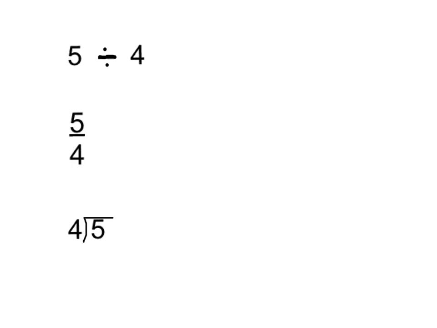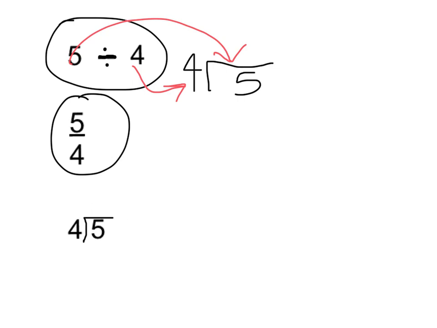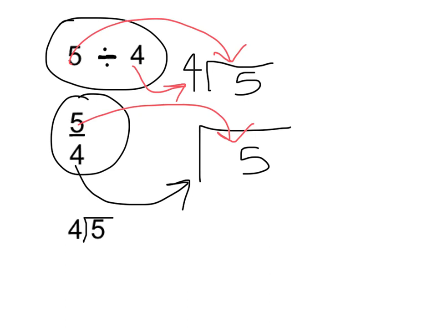These are the three common ways you will see a division problem given to you to complete. When you see a problem like this, where 5 divided by 4, the first number goes on the inside, and the second number goes on the outside. Similarly, when you see a problem like this, the number on the top goes on the inside, and the number on the bottom goes on the outside.